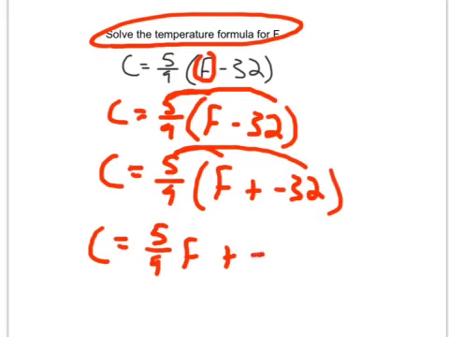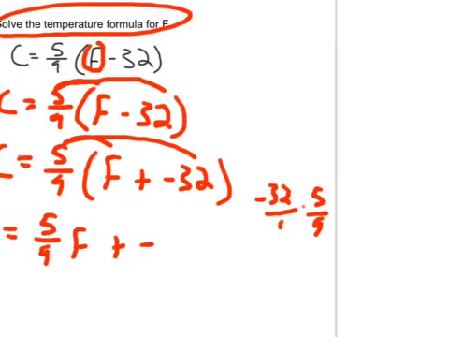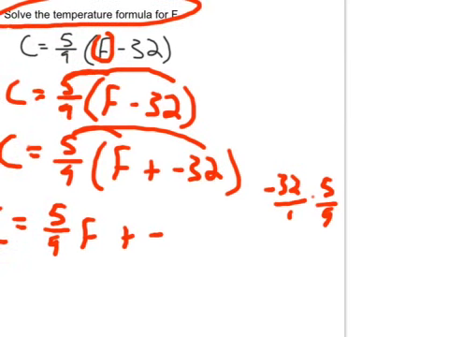Okay, it's going to get kind of messy here, so we're going to do negative 32 over 1 times 5 over 9. Okay, and those don't really reduce very well, so we're just going to have to multiply it and leave it alone. So it's going to be negative 32 times 5. 5 times 2 is 10, and it's going to be negative 160 over 1 times 9 is 9. Okay, so I got plus negative 160 over 9.